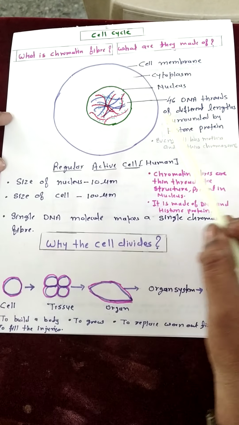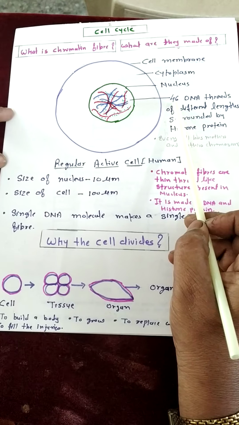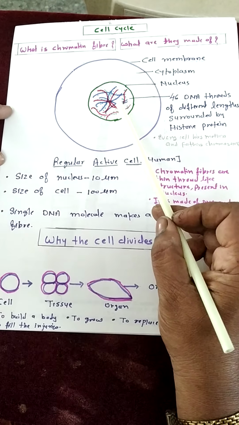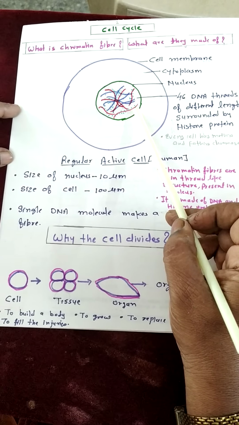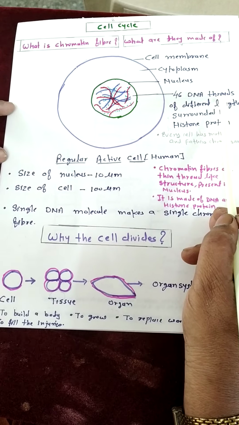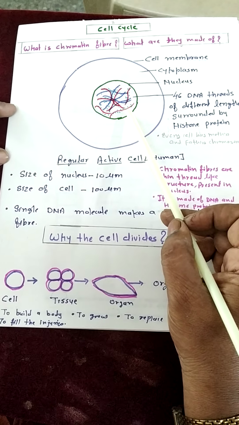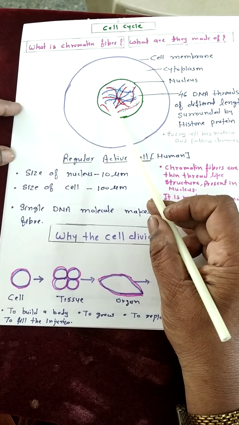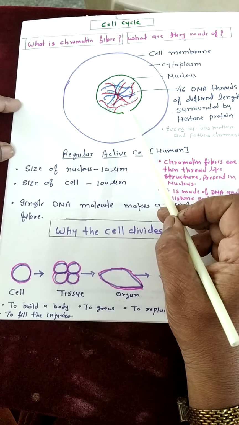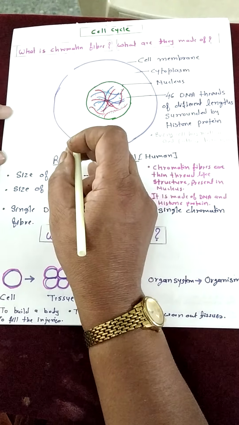So what you see here in the nucleus, there are 46 DNA threads, and they are surrounded by the histone proteins. Why are there 46 DNA threads? Because in the zygote there were 46 chromosomes, and the chromosomes are made up of DNA. So these are the DNA threads, 46 DNA threads surrounded by histone proteins. This type of structure is called chromatin.